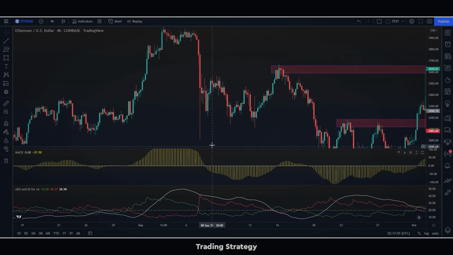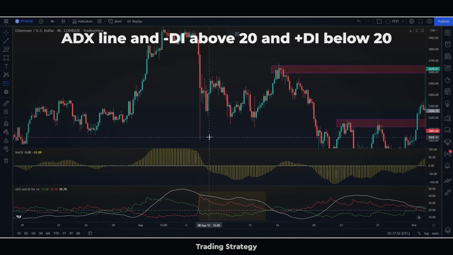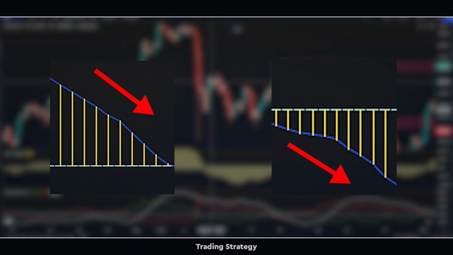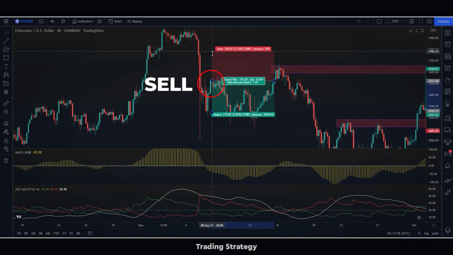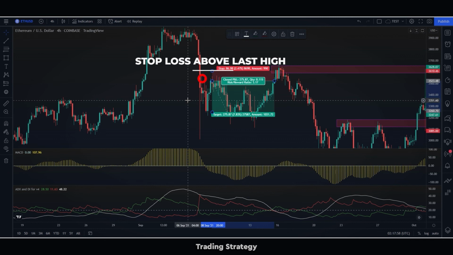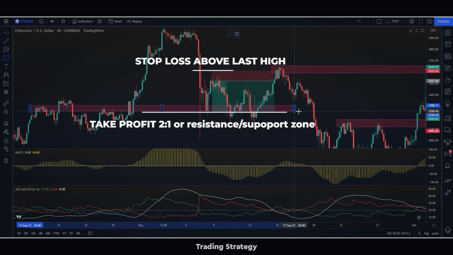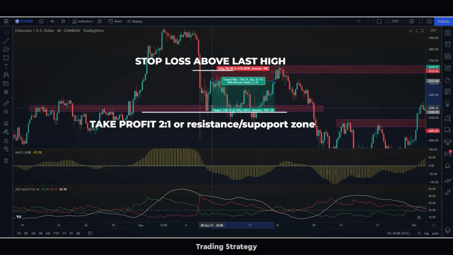Now, let's see an example of a sale operation. We will sell if the ADX and minus DI lines are above 20 and the plus DI line is below 20. If this is true, we will see that the MACD has one of the following forms. In case this is fulfilled, we will open a sell operation. We will put our stop loss at the last high or low, and our take profit in a risk-benefit ratio of 2 to 1. This means that we risk 1 to get 2. It is also preferable to place the take profit in the support and resistance zones.